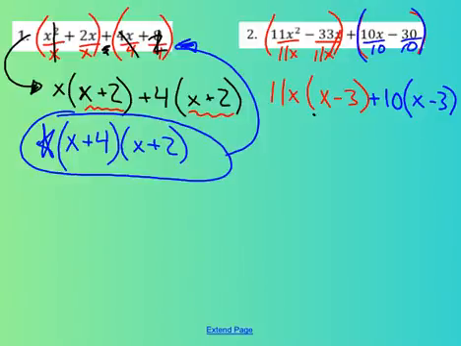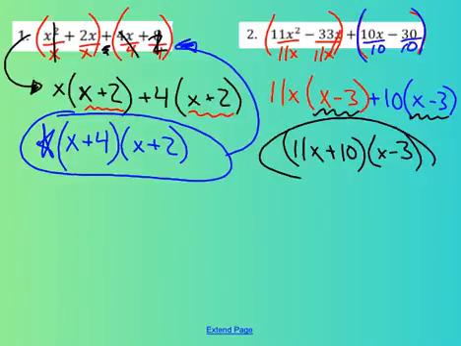So then our leftovers are this x minus 3, is the word they're using. And so I'm going to have 11x plus 10 times x minus 3. And this would be my answer. So this is kind of how we're going to move forward doing some of these.